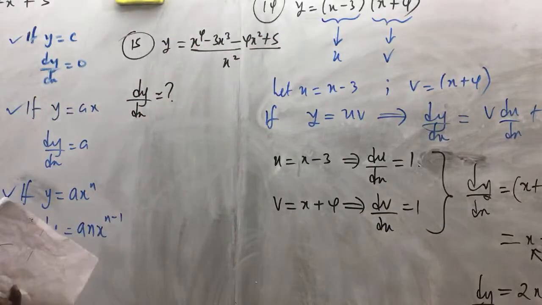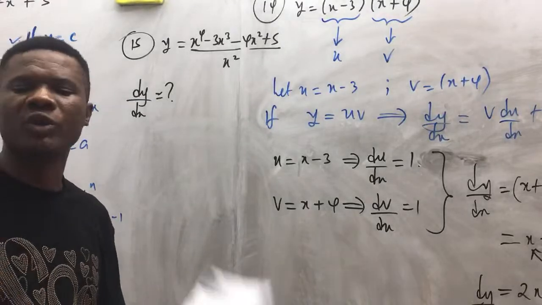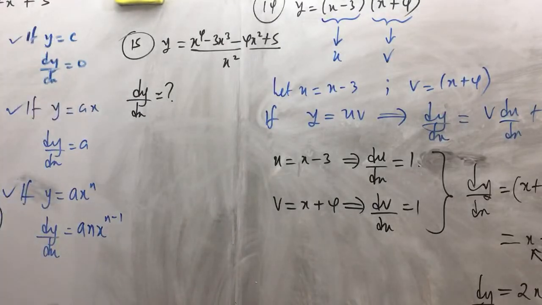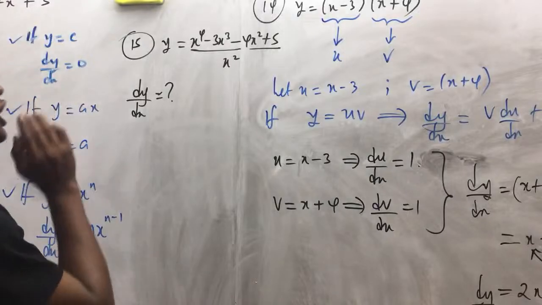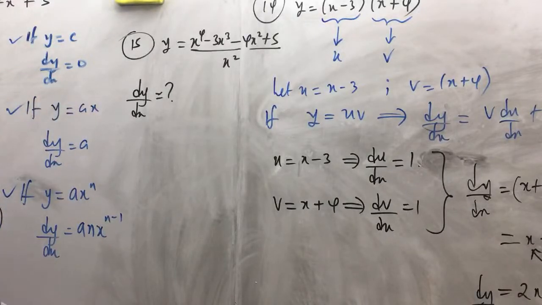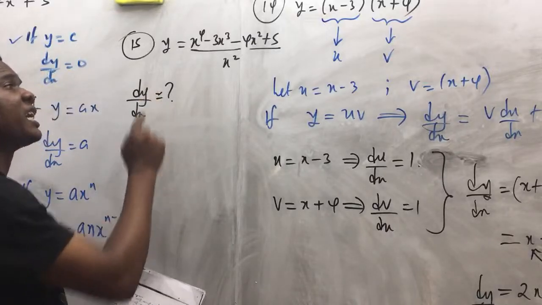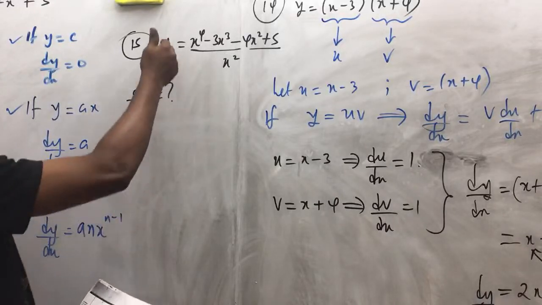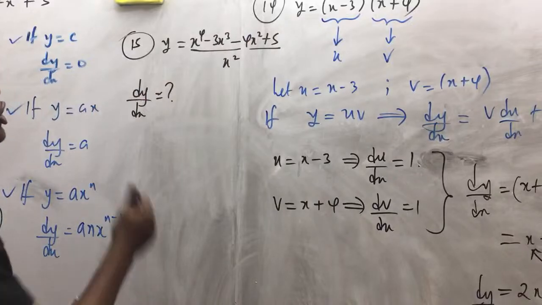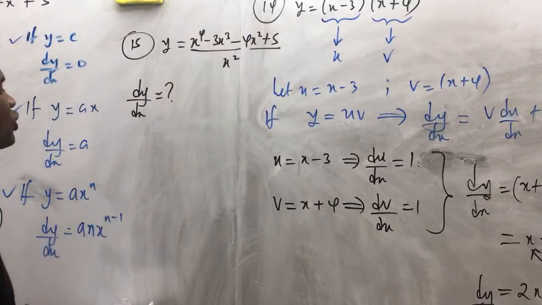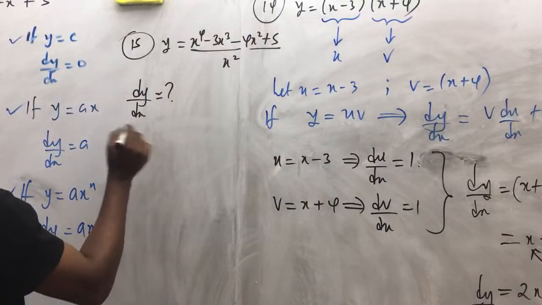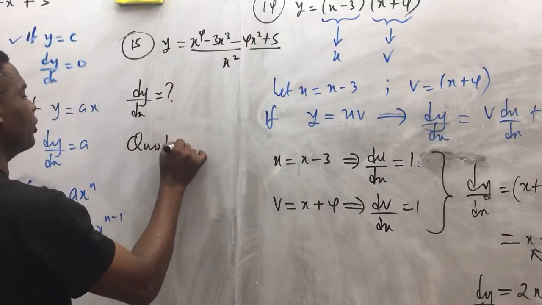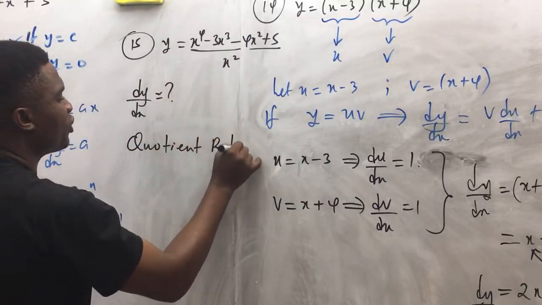Now, in the previous question, question 14, we used what we call the product rule of differentiation. In this kind of problem, we shall be using another technique called the quotient rule of differentiation. Why? In this case, notice that two polynomial functions are expressed as a ratio to one another. That is, one function in the numerator over another function in the denominator. So we are going to be using the quotient rule.